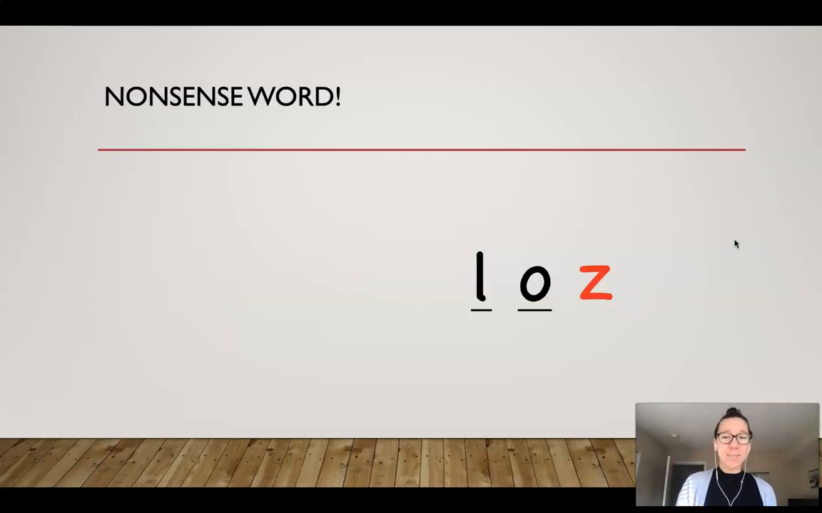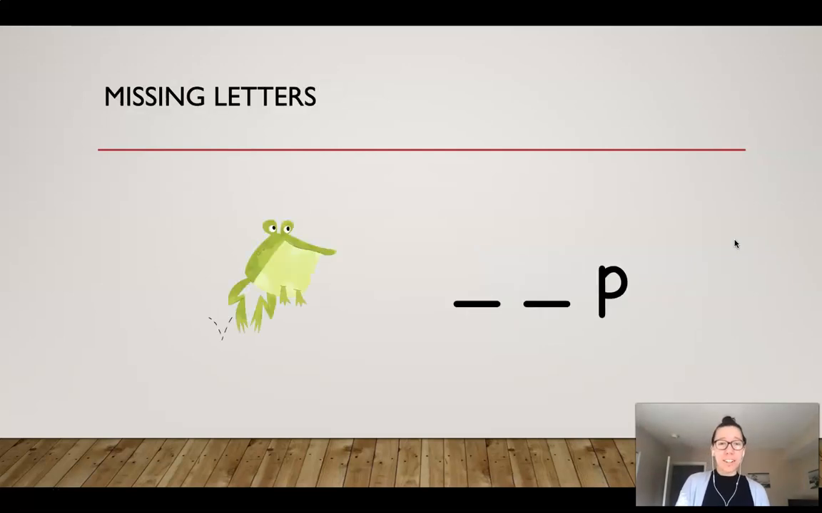Let's make it nonsense. We changed our ending sound G to the sound Z. What new nonsense word did we make with these sounds? Good. This word would be laws. Now, we can think of laws as something that we follow, as rules, but that's spelled L-A-W-S. So this would be spelled incorrectly, which makes it a nonsense word. Great job, friends.